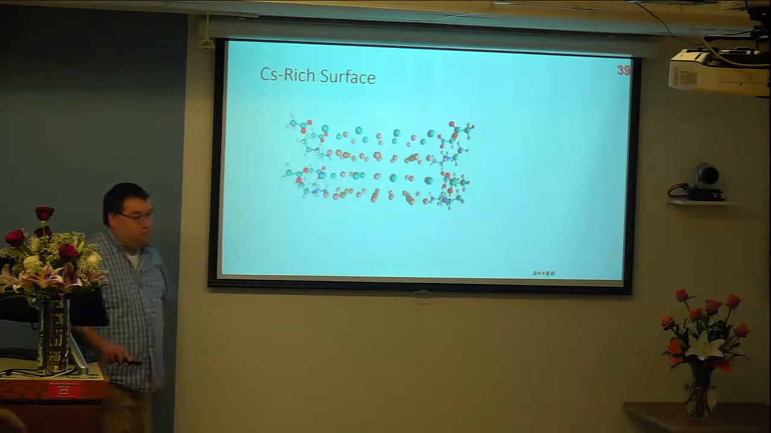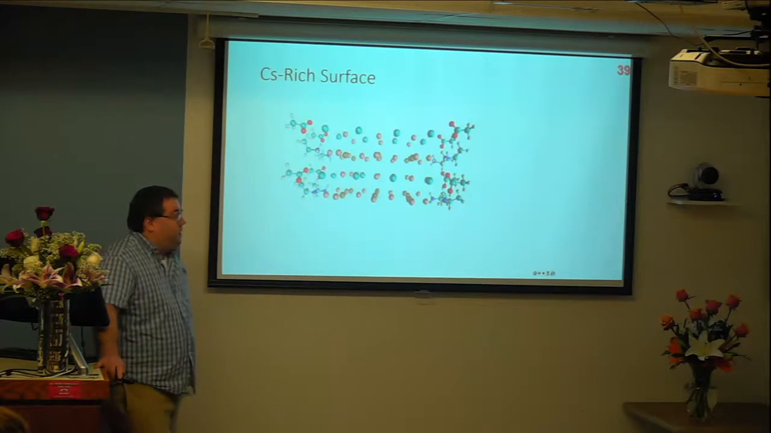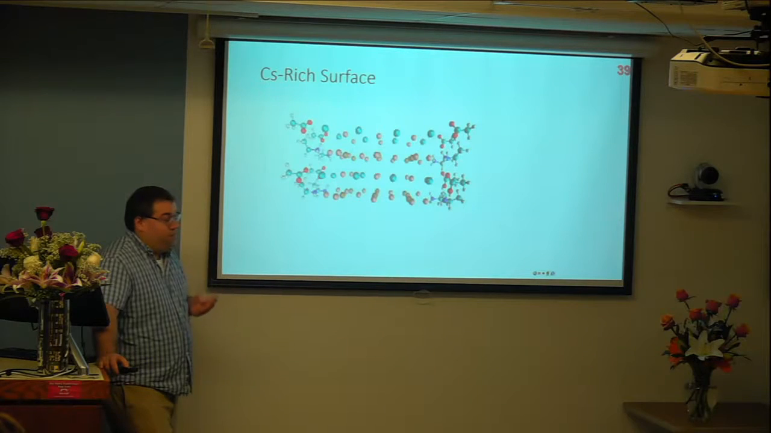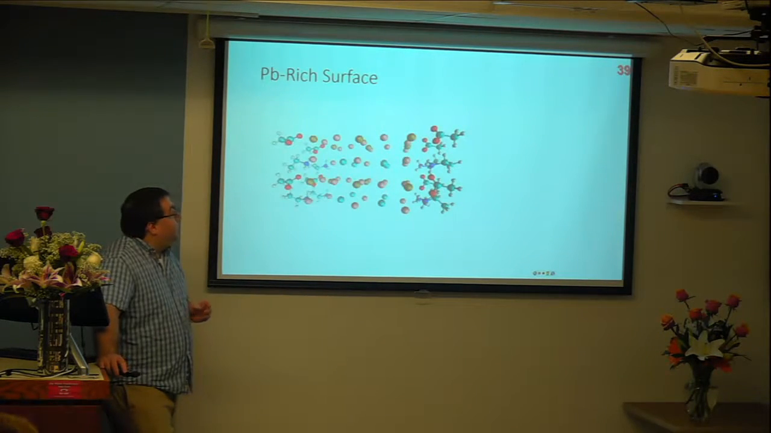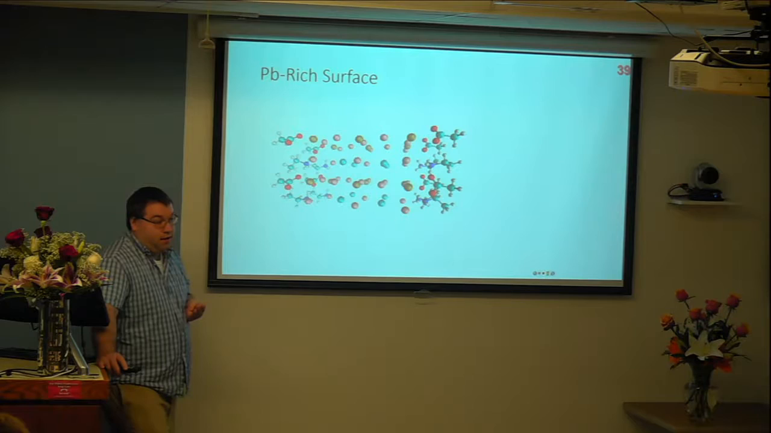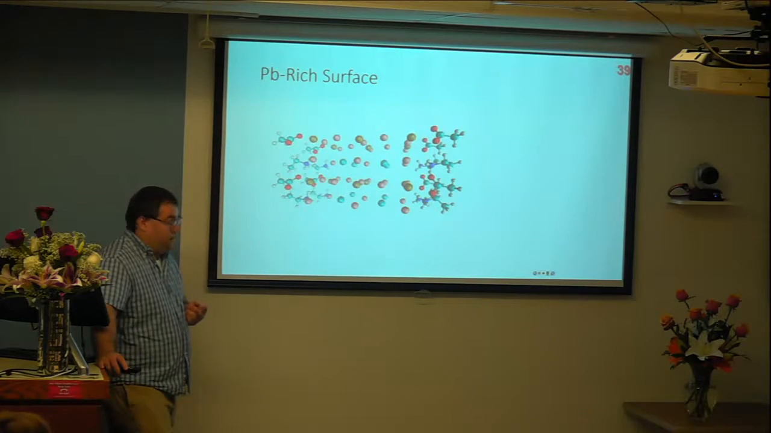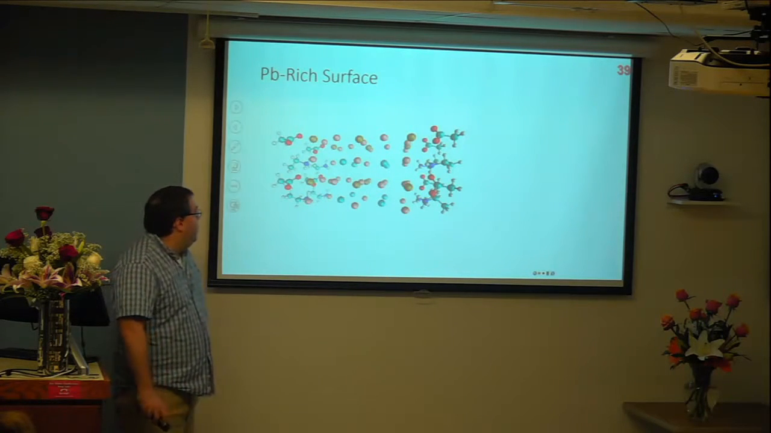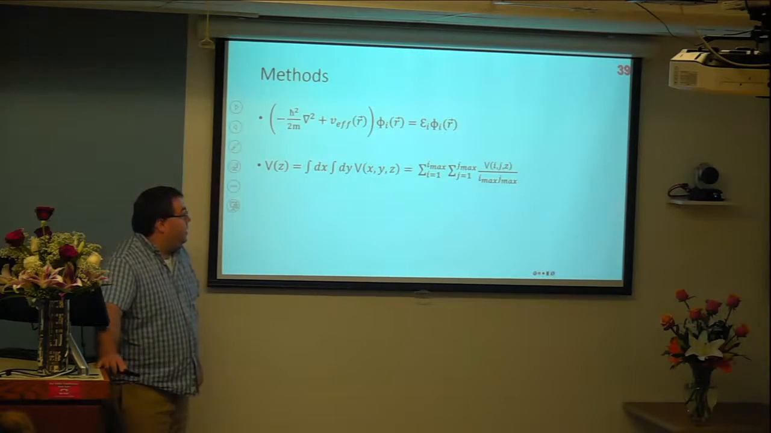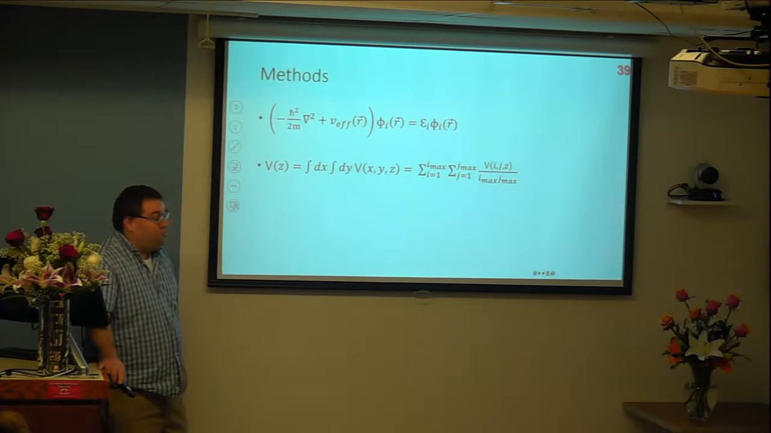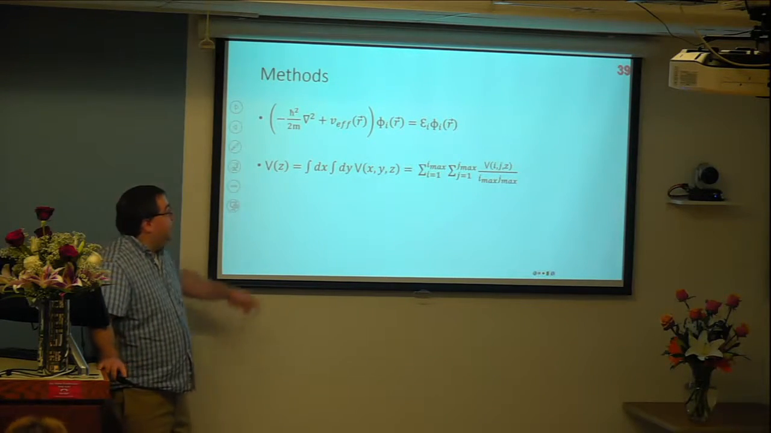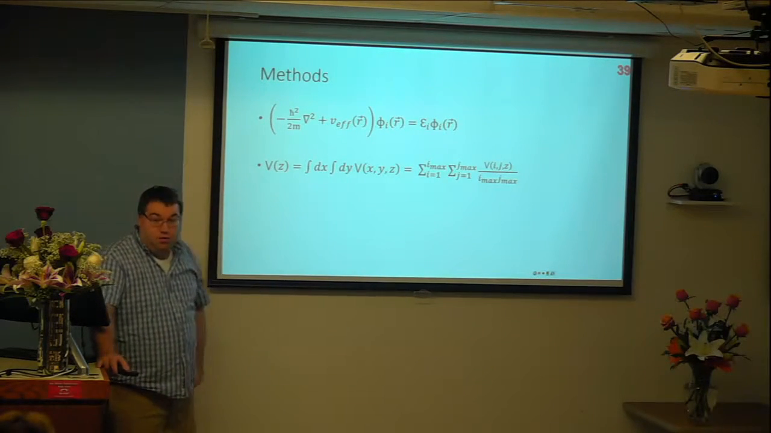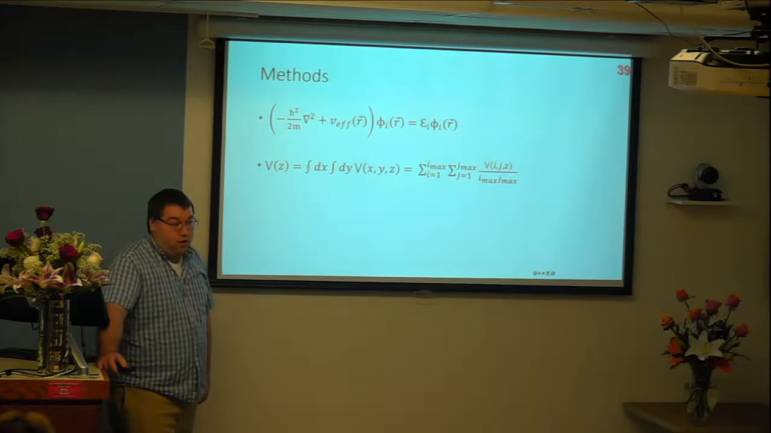For the cesium-rich perovskite, we have 4 layers of the cesium and bromine and 3 layers of the lead. For the lead-rich surface, we have 3 layers of the lead and 2 layers of the cesium. Then the geometries are optimized in VASP using our first equation here. And then the second equation was used to translate the 3D potential to 1D potential.